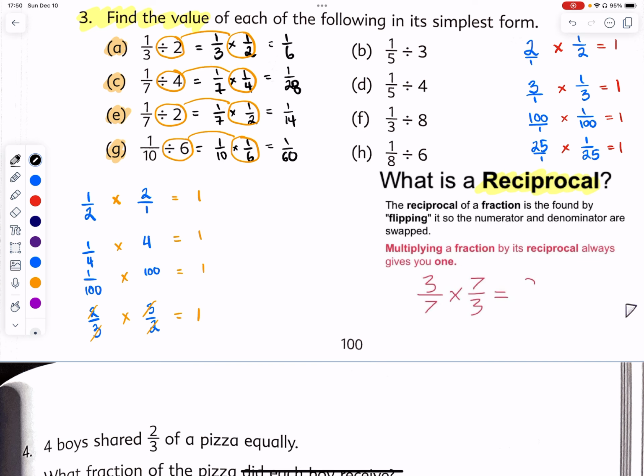We are on page 100. We introduce reciprocals. Multiplying a fraction by its reciprocal always gives you the product of 1. And we can always rewrite division as multiplication by a reciprocal. Mathematically it will mean the same thing.